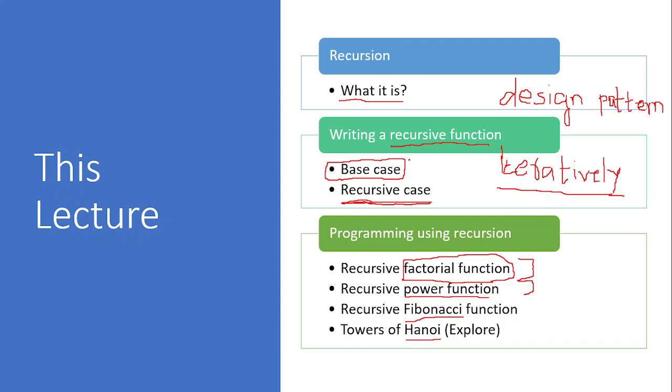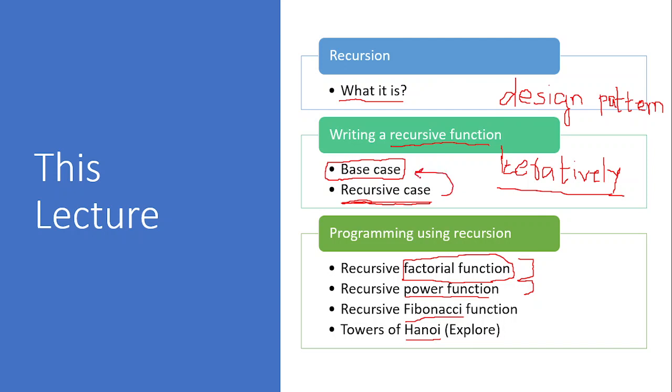So when you're writing a recursive function, you need to specify at least one base case. This is extremely important. If you do not specify a base case, then you will end up writing a function that would execute or call itself indefinitely, which will definitely lead your program to crash. The recursive case, you should write it in a way that it approaches the base case.